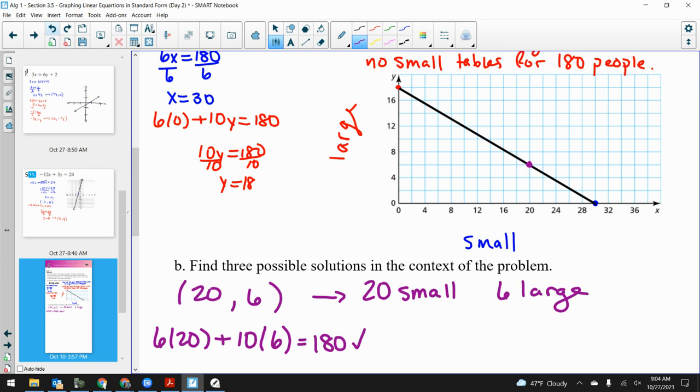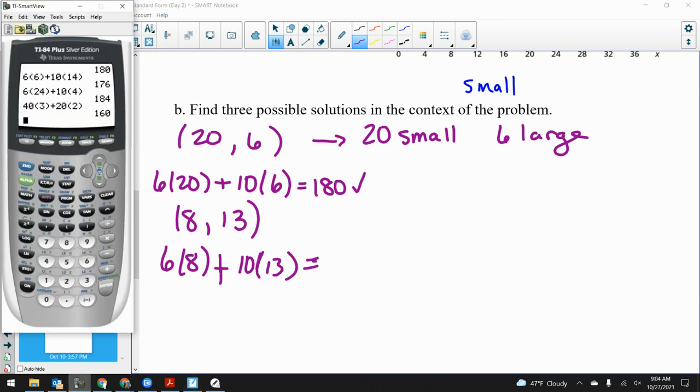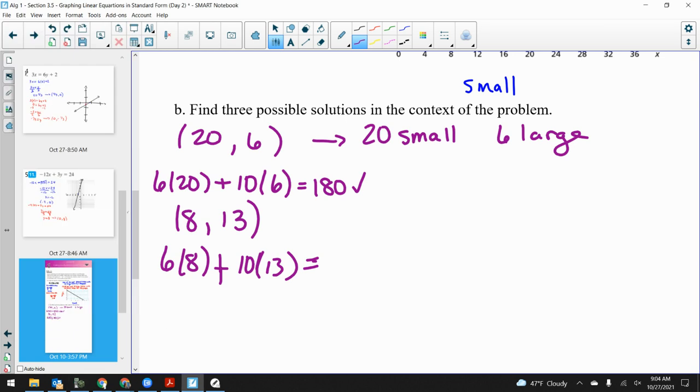What Brianna said, wouldn't that be 8, 13? Let's check 8, 13. Will 8, 13 work? That's 6 times 8 plus 10 times 13. Now, I don't know that off the top of my head, but let's plug that in. 6 times 8 plus 10 times 13. Will I have enough seats? Nope. So that will not work. Okay, try 14.